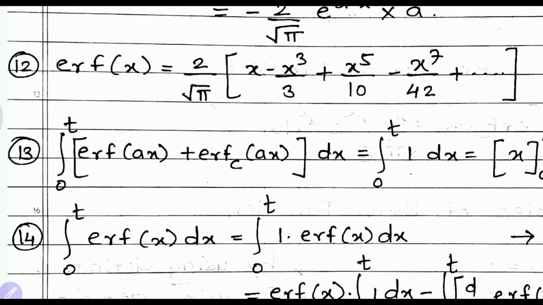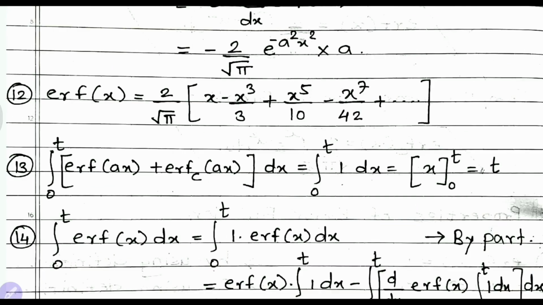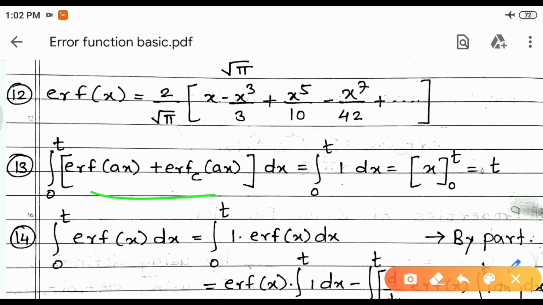Okay. Then the 13th property is also easy. Integral 0 to t of error function of x plus complementary error function of x dx is equal to what? Simply integral 0 to t of 1 dx, since this value will be 1, we are going to get the integration as x, and then you put the upper and lower limits, you are going to get the answer as t.